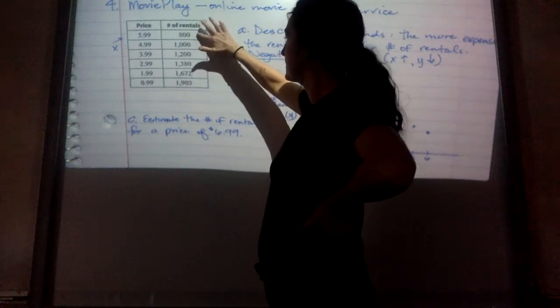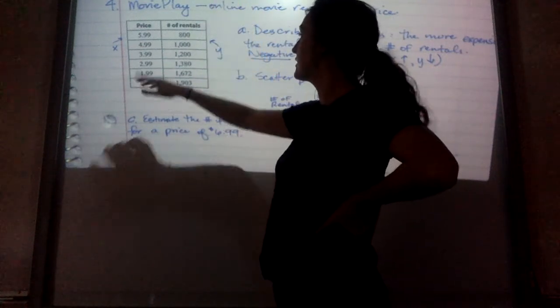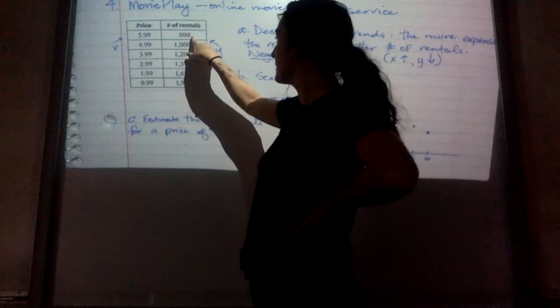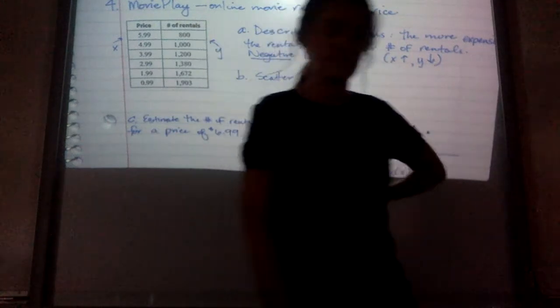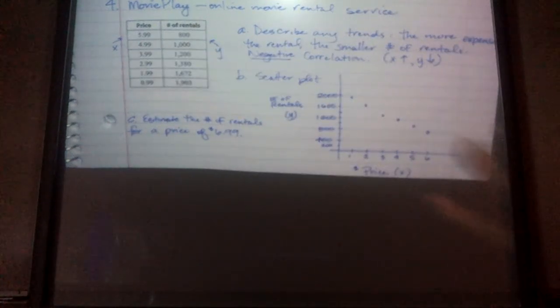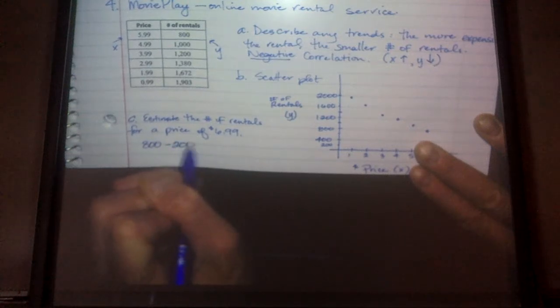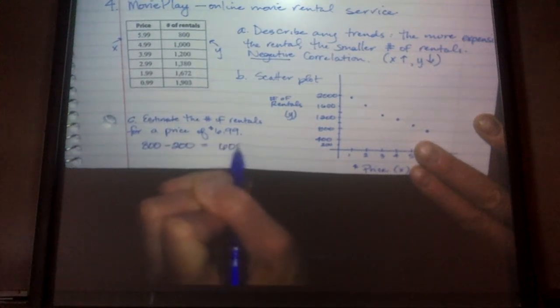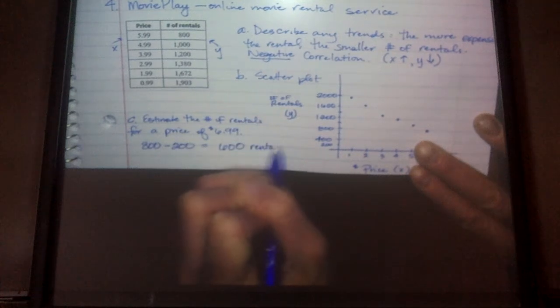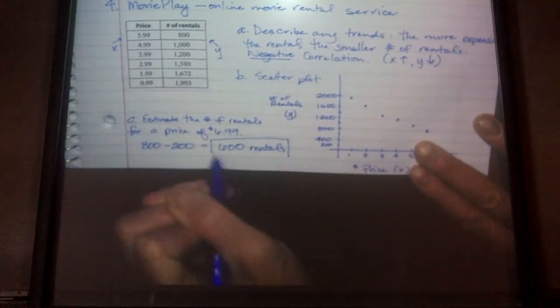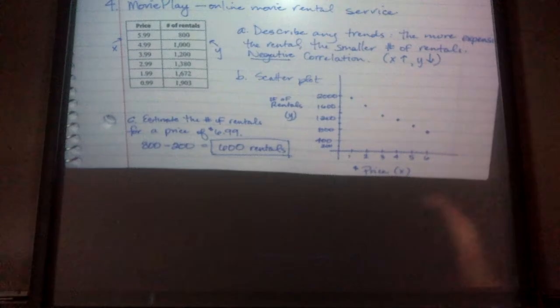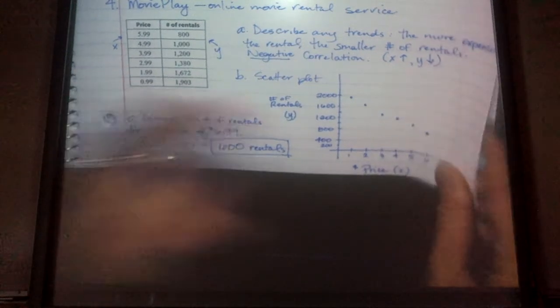Notice these are all decreasing by 200. So the logical guess would be that the next one is 200 less than 800. I would take that last one and guess it'd be 200 less. So I would guess that there are only 600 rentals. Remember, we're estimating, but we want to look at our table and go from that.